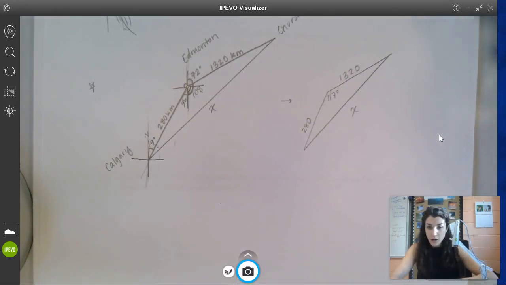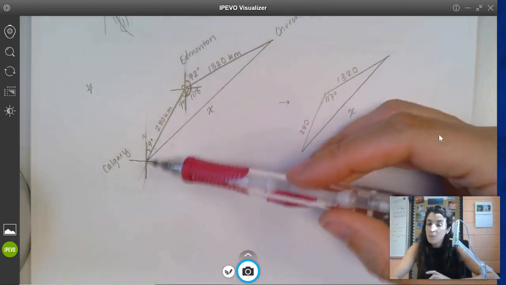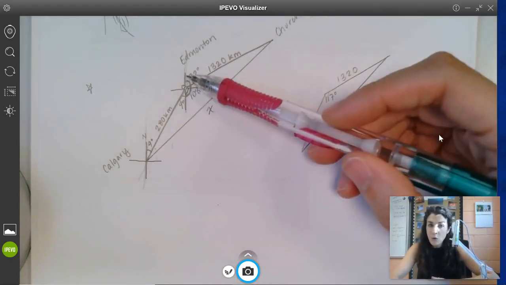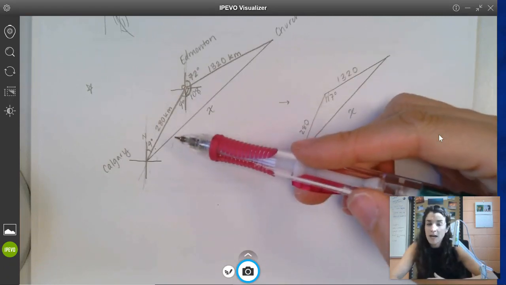That's a lot of work to get to this, which then we can use either law of sines or law of cosines in order to solve for x. The tricky part here is the multiple bearings. So doing now multiple north, south, east, west lines, and then being able to solve for angle measures.